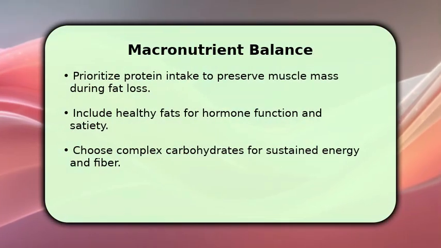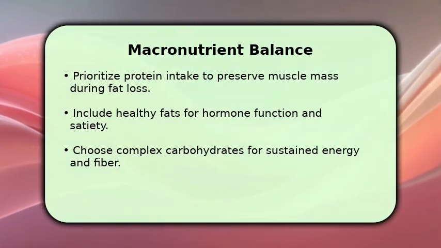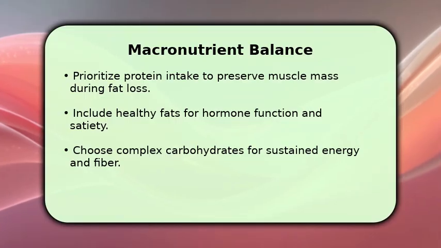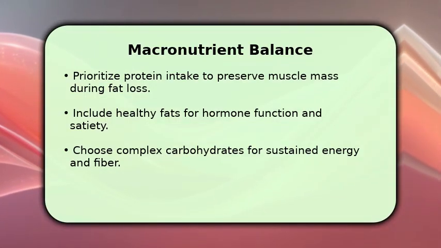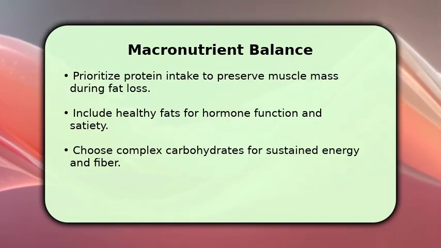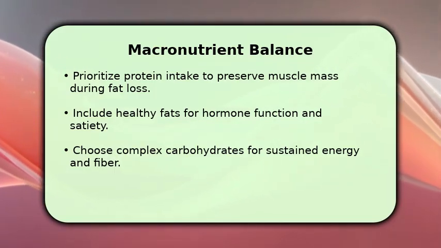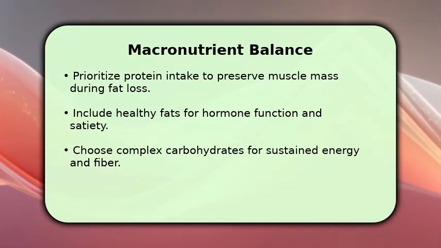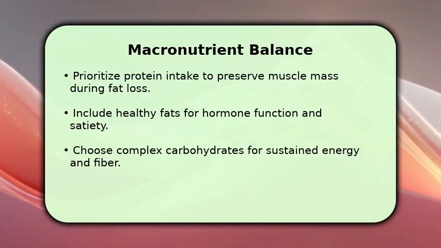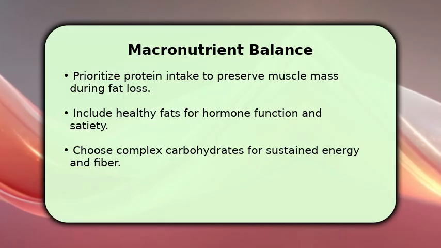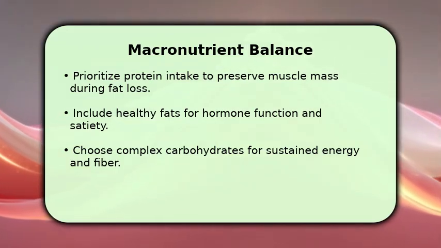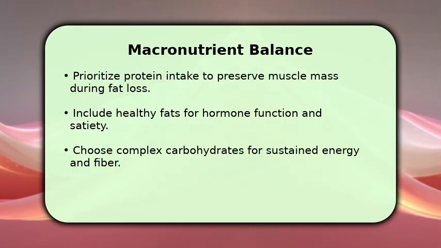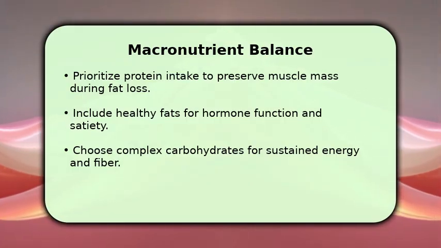When planning your meals, focus on a balanced macronutrient distribution. Protein is vital. Aim for about 0.7 to 1 gram per pound of body weight to help maintain muscle. Healthy fats, like those found in avocados or nuts, are important for overall health and satiety, making up about 20% to 30% of your calories. Fill the remainder with complex carbohydrates for energy and fiber.